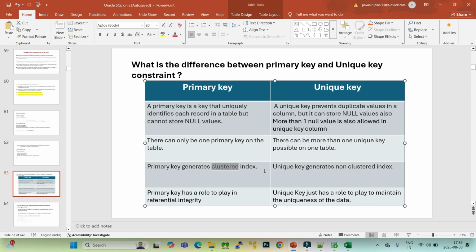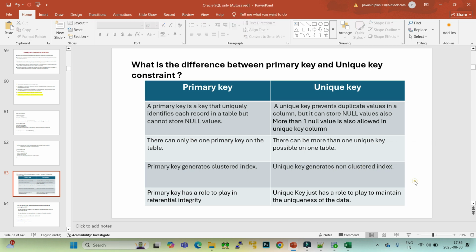When you create a primary key column, it generates clustered indexes. And when you create a unique key column, it generates non-clustered indexes, right? This is your third difference.